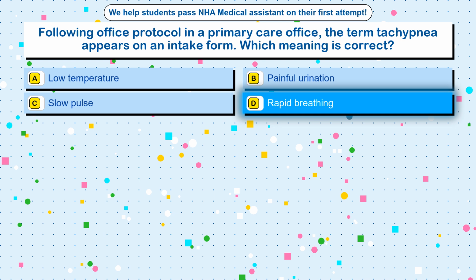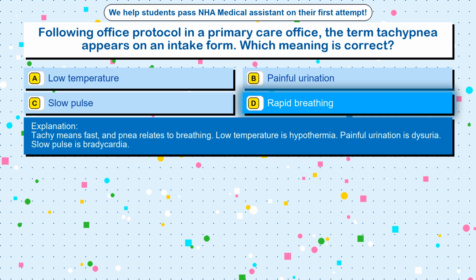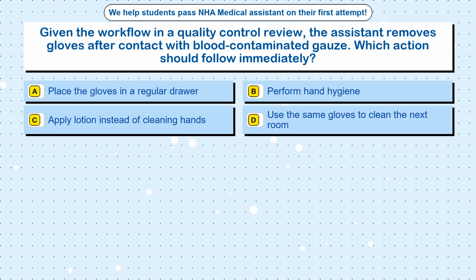Rapid breathing. Tachy means fast, and nea relates to breathing. Low temperature is hypothermia. Painful urination is dysuria. Slow pulse is bradycardia.